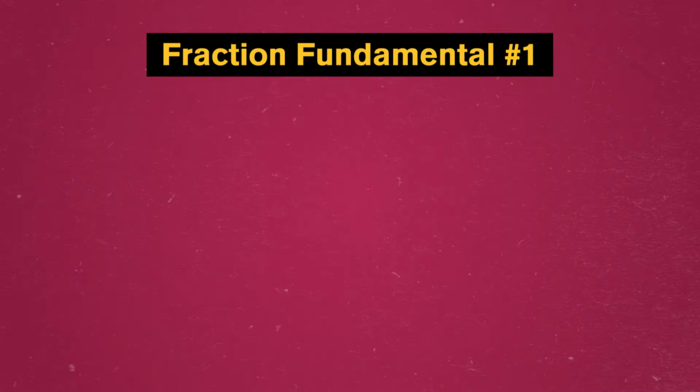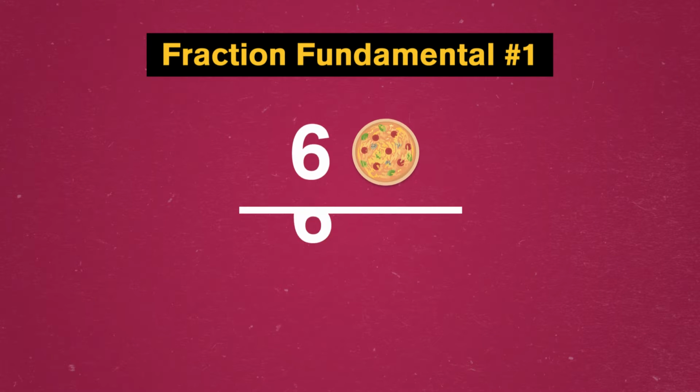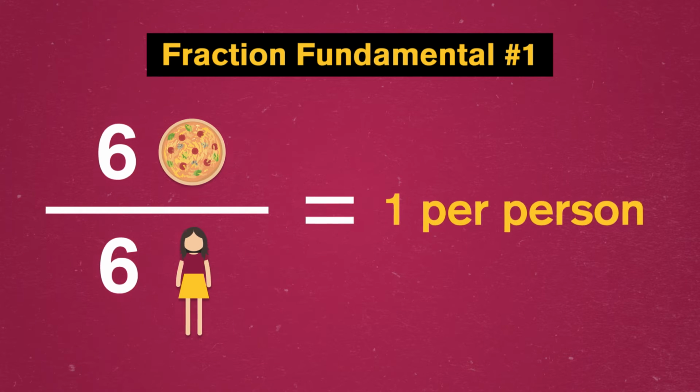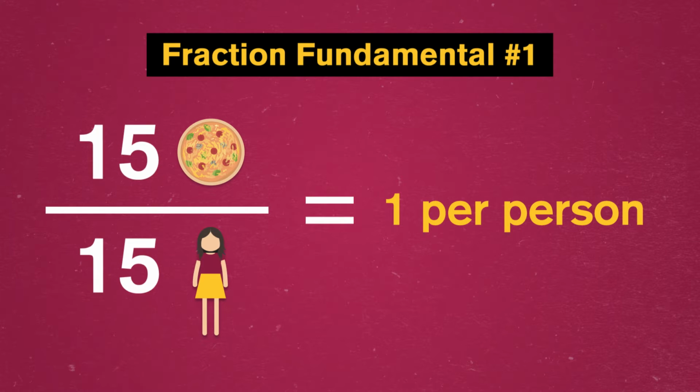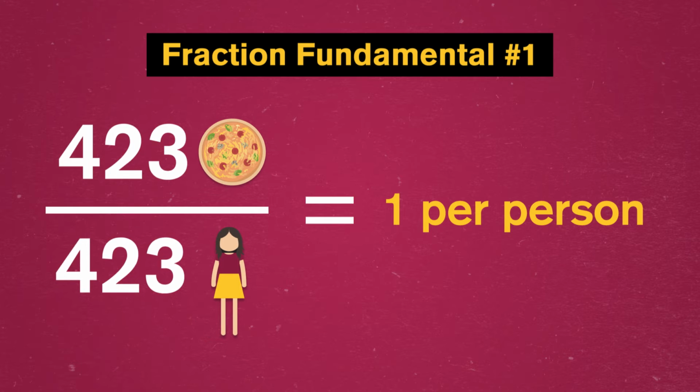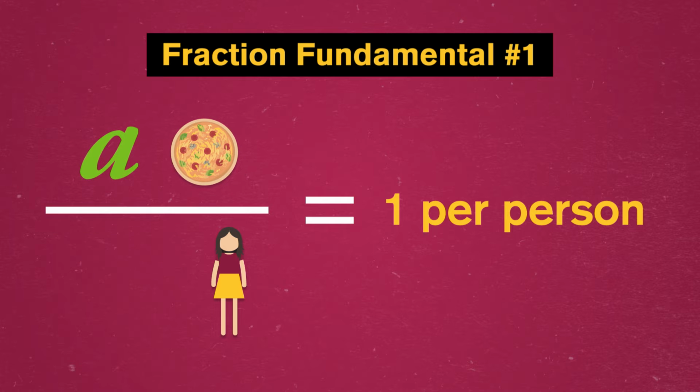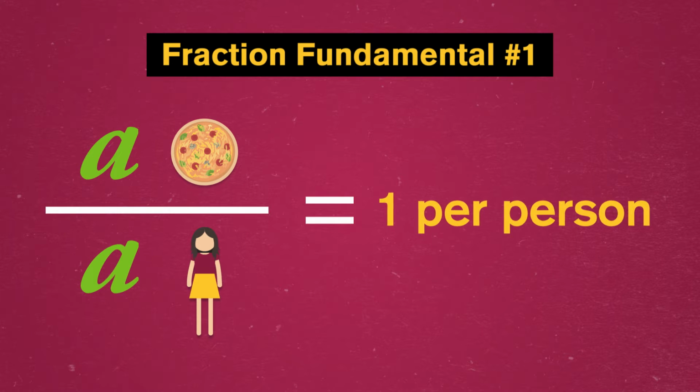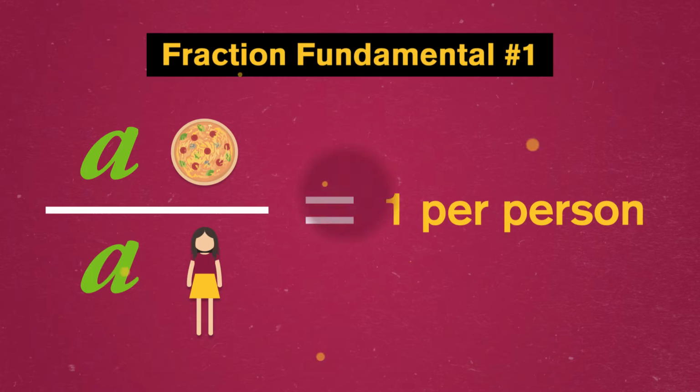So here's fraction fundamental number 1. If I have 6 pizzas for 6 people, each person gets 1 pizza. Whether it's 15 pizzas for 15 people, or 423 pizzas for 423 people, still 1 pizza per person. Basically, A pizzas for A people amounts to 1 pizza per person, no matter what A actually is. So when you see x plus 5 over x plus 5, we know that's just a fancy version of 1.